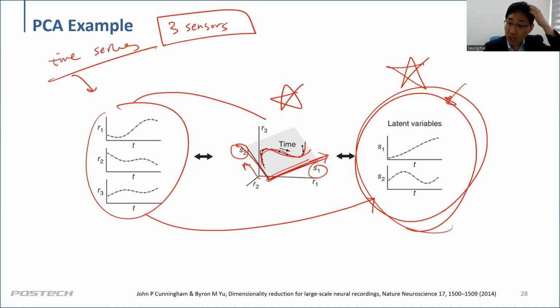So that's another example that I want to show you, that dimension reduction is most of the time beneficial. Okay, so that's all I have: dimension reductions and principal component analysis.